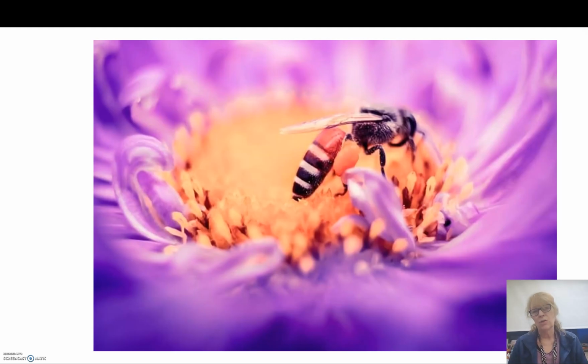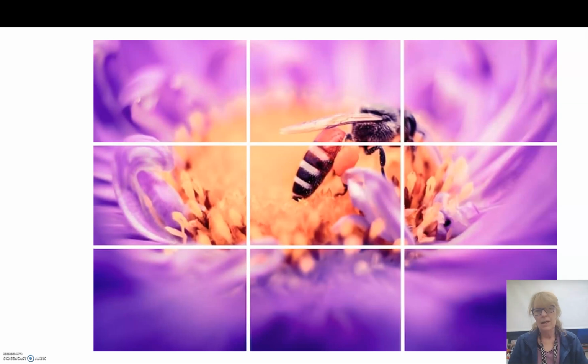When you look at this picture of the bee, you notice that he is not right in the middle. So a good rule is not to put things right in the middle. You notice the bee here is right at this intersection, and there's really not much going on right in the center. So do you see these intersections? Each intersection on the grid is a place to put something important or that you want to be noticed.